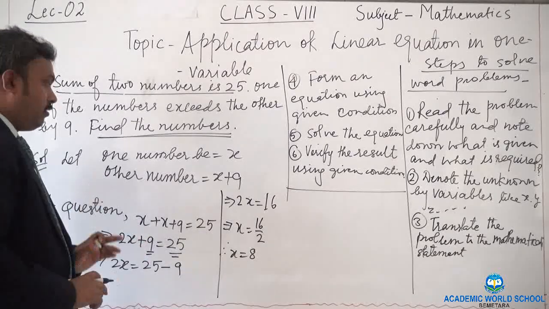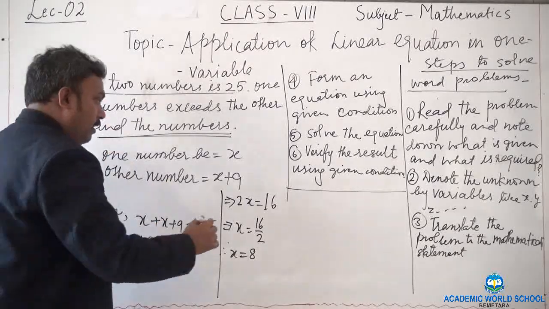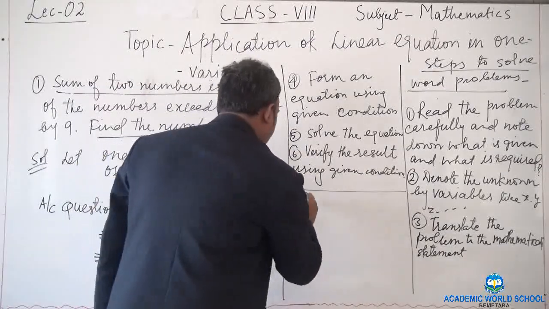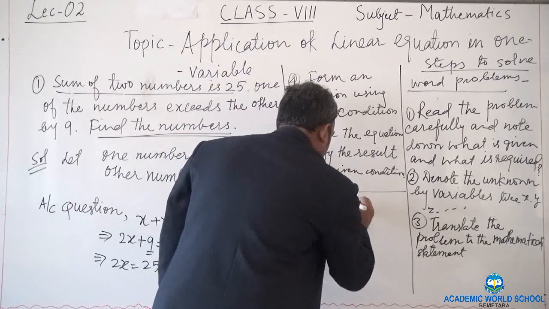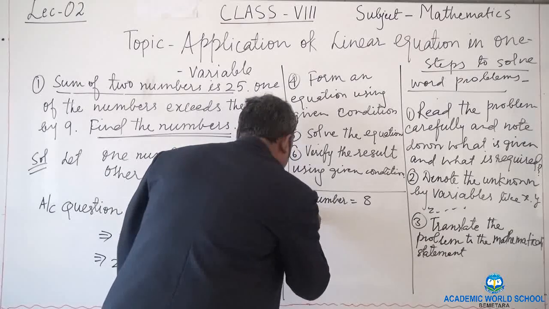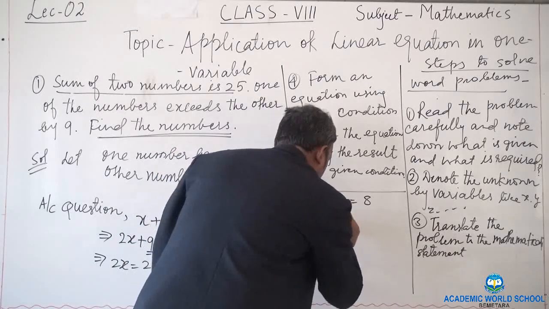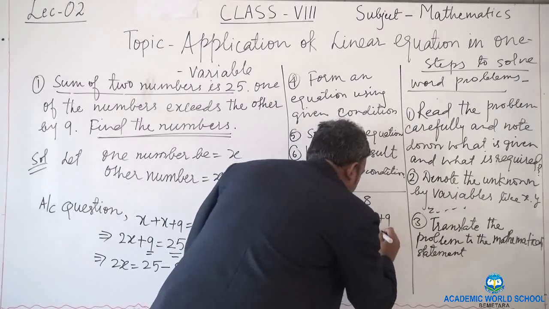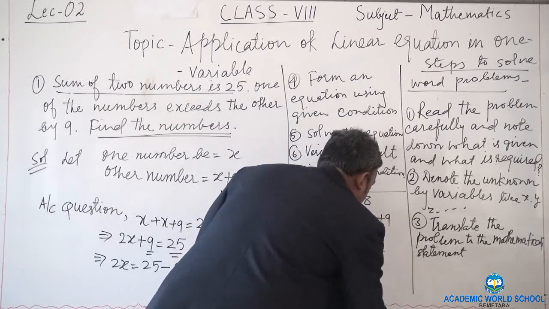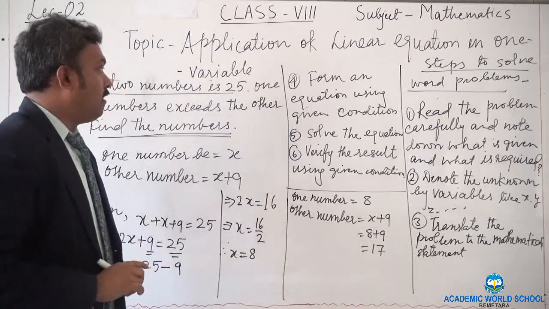of this equation. Okay, now we need to find the numbers. So the first number will be 8, and the other number will be what? The other number is x plus 9. So 8 plus 9, and 8 plus 9 is 17.